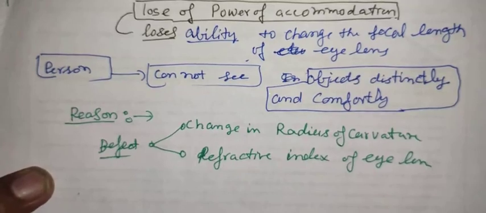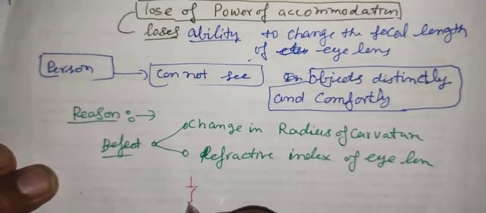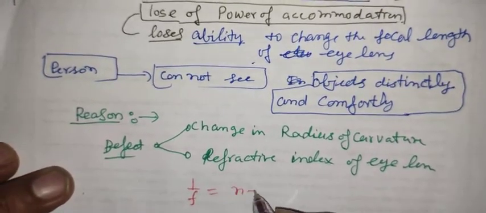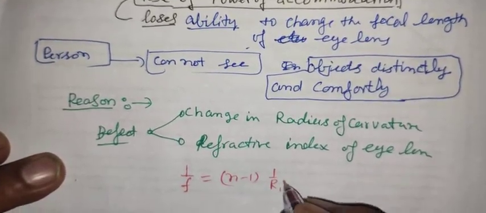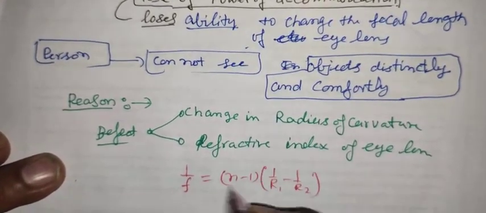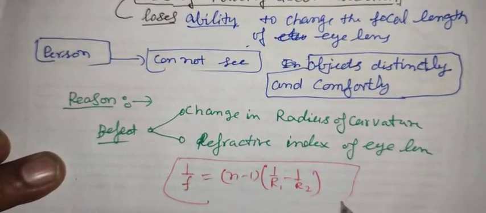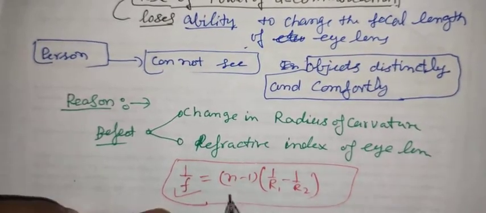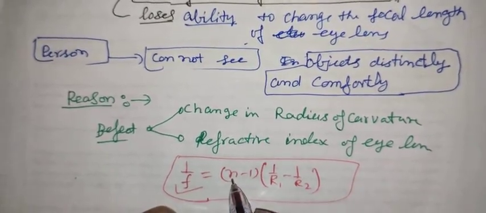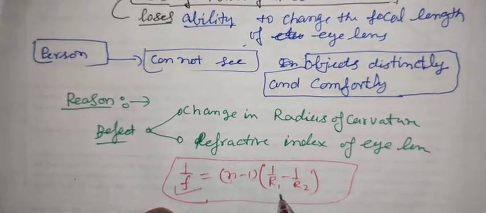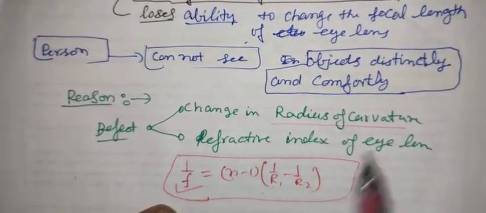We know the lens maker formula also: 1/f = (n - 1)(1/r1 - 1/r2). So the change of the focal length is due to two factors: n, that is the refractive index, and r1 and r2, the radii of curvature.